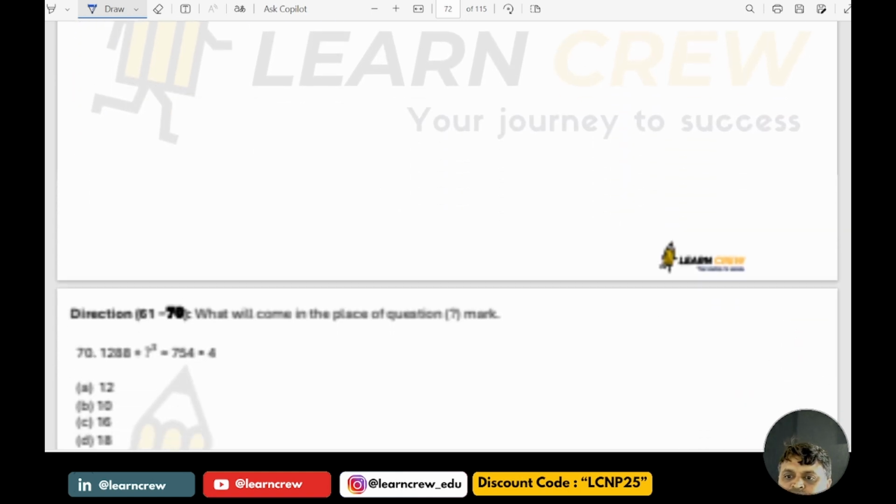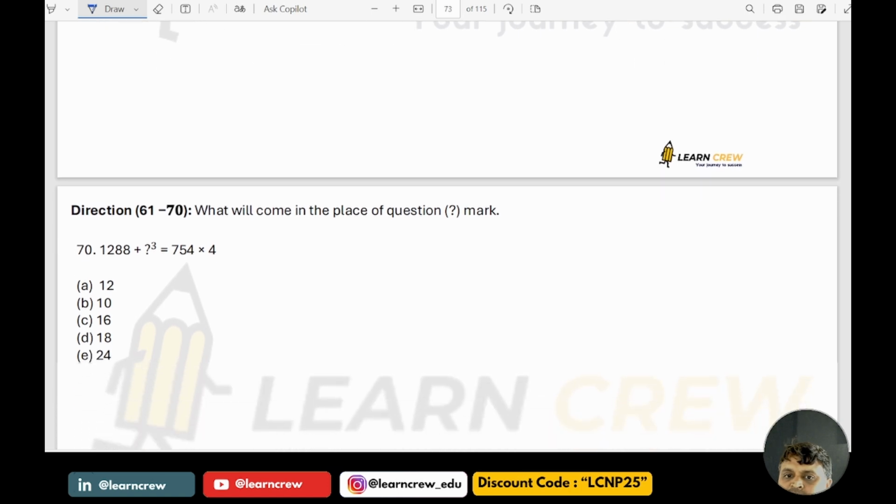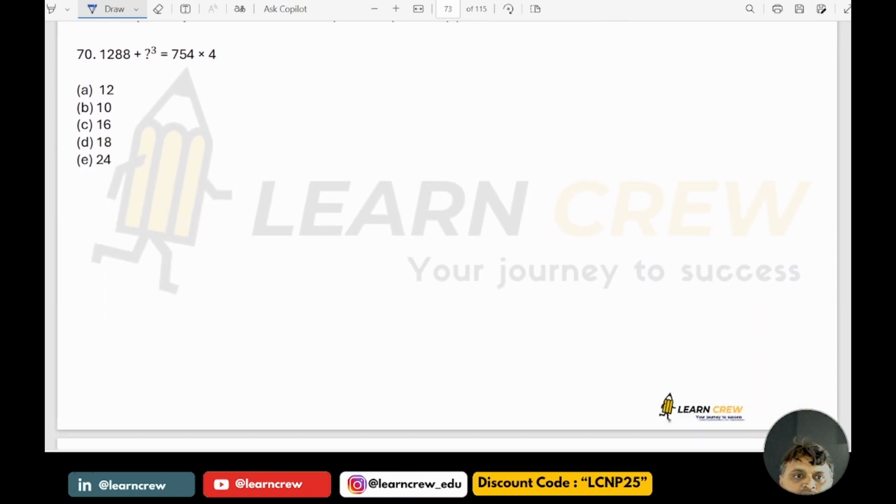Now the last question for today's quant session. 1288 plus how much cube? 754 into 4 is 3016. 3016 minus 1288 is 1728. 1728 is nothing but 12 cube. So answer is 12 cube. So with this, we have completed our today's paper discussion on IBPS Clerk prelims mock test 11.